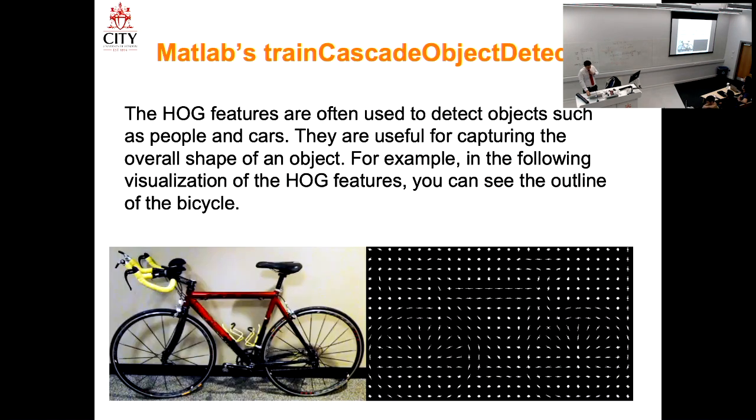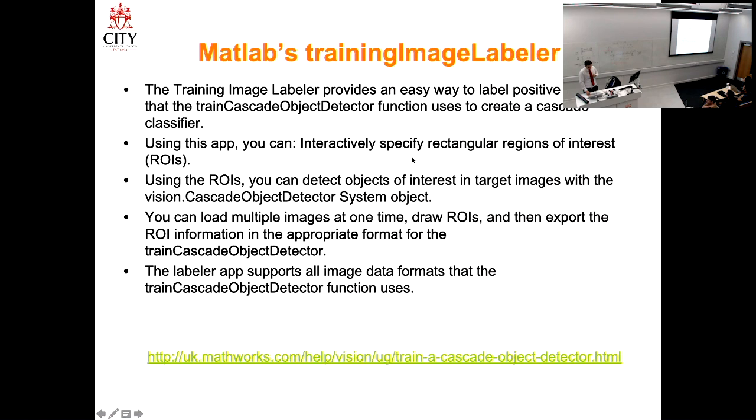So this is another example, which you have seen. The HOG features are useful for detecting objects, such as people and cars. You can use these HOG features to find people in your images. MATLAB has a tool called Training Image Labeler. You can label your images with this tool. So say you have 1,000 images. You can extract each of your images, put them all together in that, and then just label them.